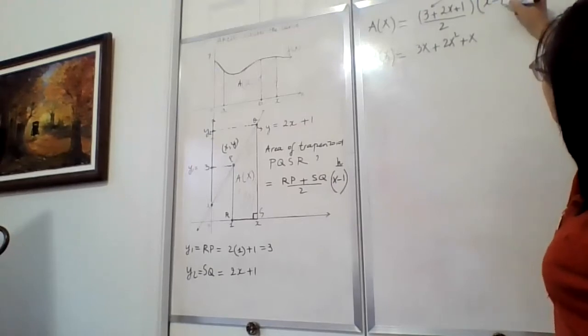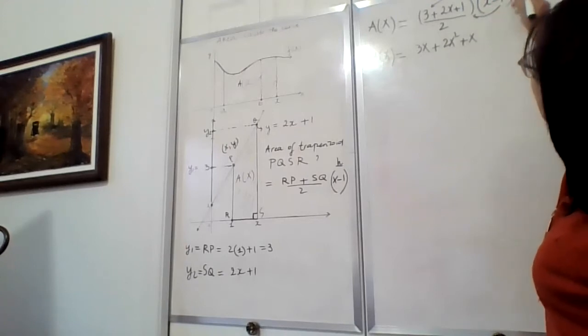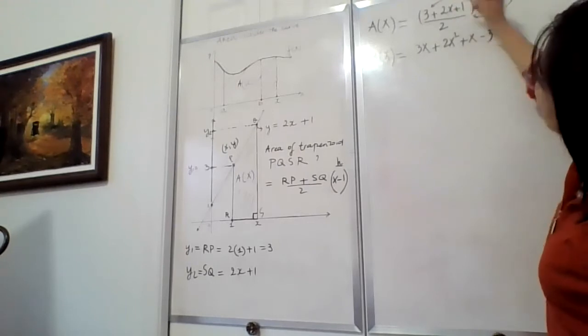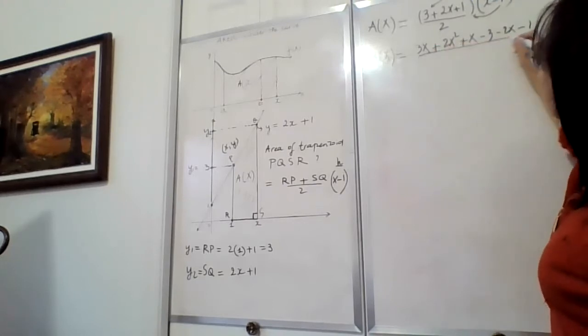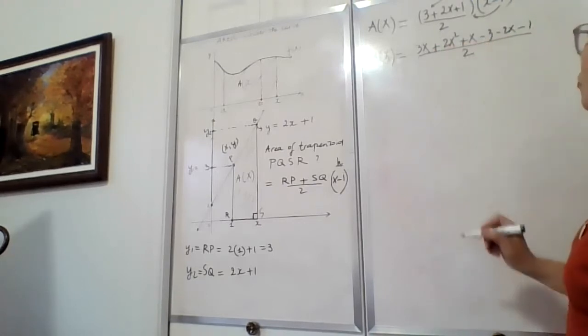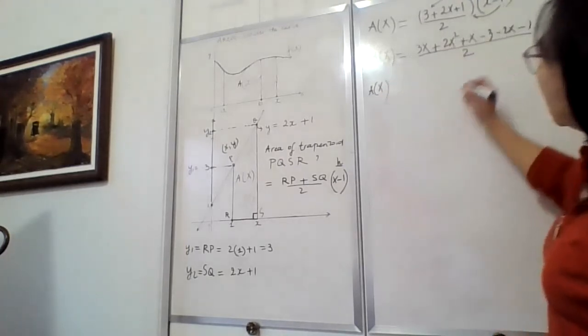Now I go to minus 1, right? Distributed. So minus 1 times 3 is minus 3. Minus 1 times 2x is minus 2x. Minus 1 times 1 is minus 1. All of this will be divided by 2. So simplify again. What do I get?